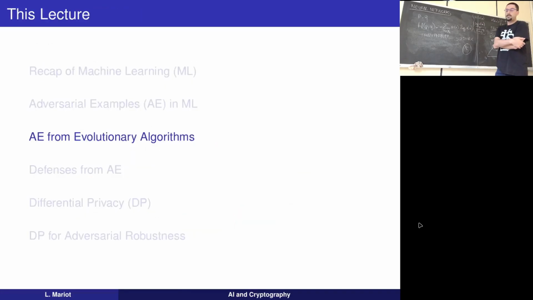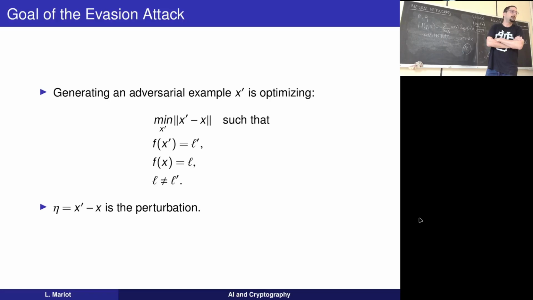So this is the basic idea of adversarial examples that needs to be minimal. Okay, so now we move to the last part of the lectures, that is about using evolutionary algorithms to craft these adversarial examples. So first of all, we need to define a bit more what is the goal of the evasion attack. So we call an evasion attack an attack that is trying to construct an adversarial example that is able to fool a neural network. So we can consider it again as an optimization problem.